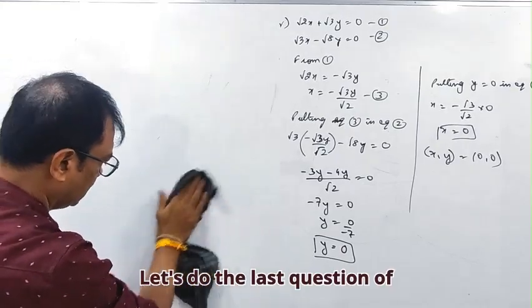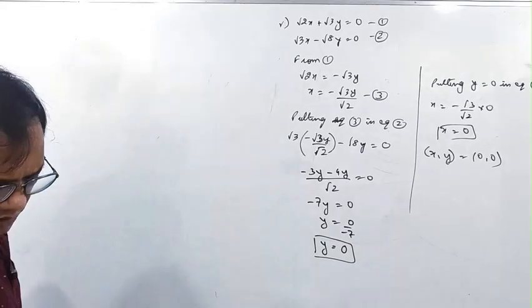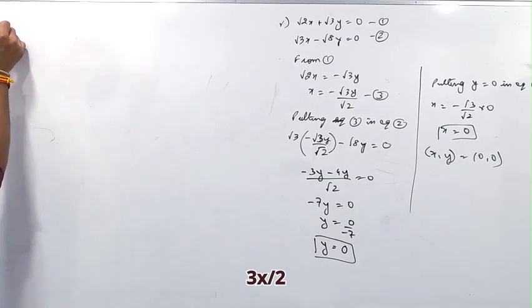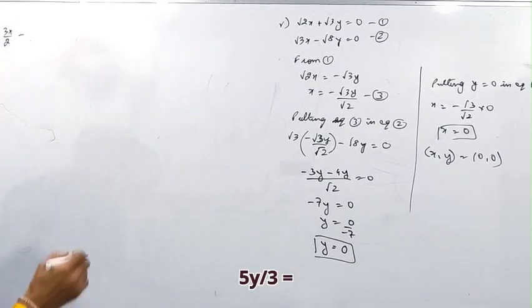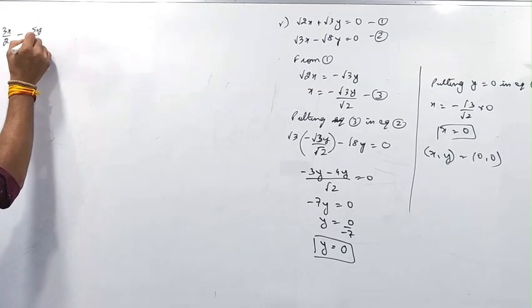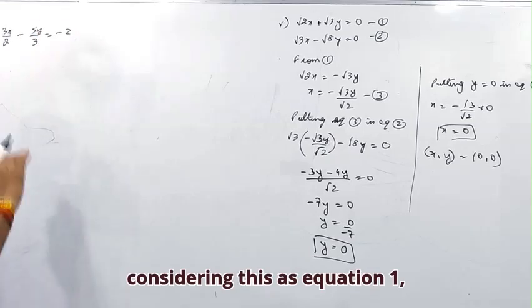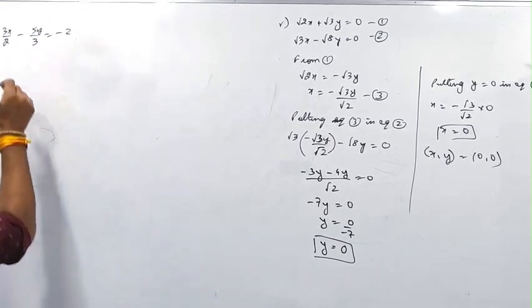Let's do the last question of this, question number 1. We'll do it using LCM. 3x upon 2 minus 5y upon 3 equal to minus 2. Instead of considering this as equation 1, I will first take the LCM.